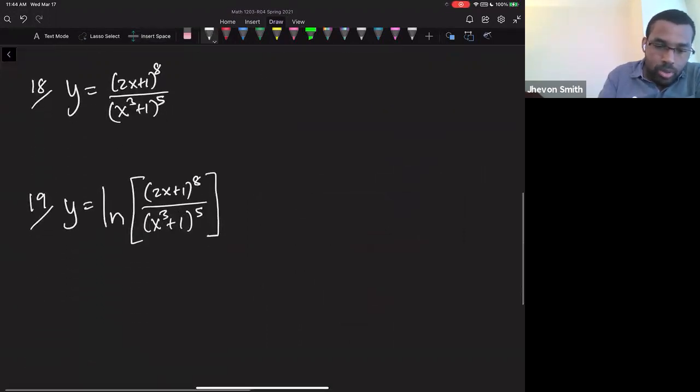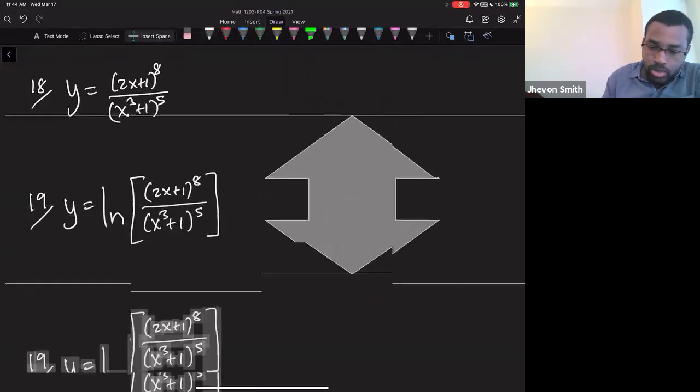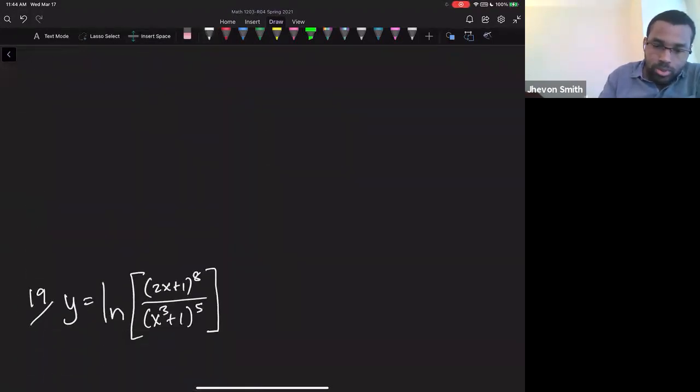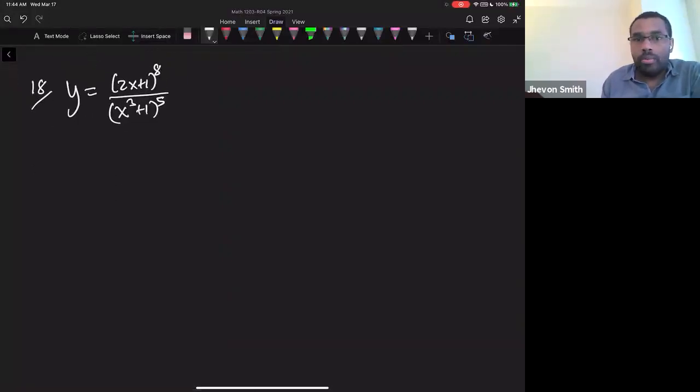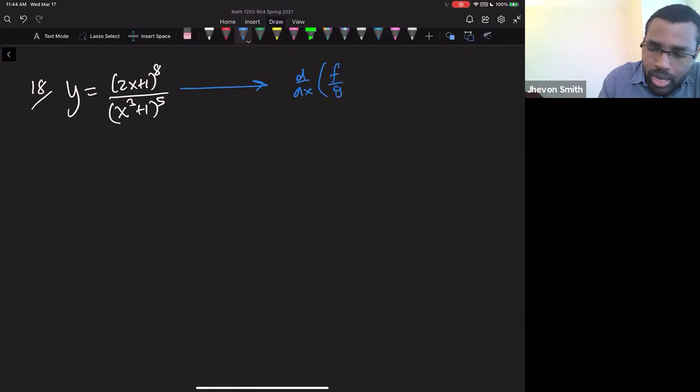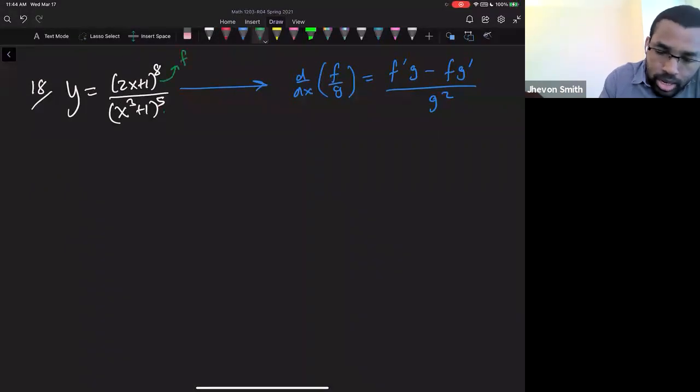Let's move on to the next example. I'm also going to want you to simplify this one as we go forward. So here, we would use the quotient rule, because it has division. So we know what that is. The derivative of f divided by g is f prime g minus f g prime over g squared, where this guy is your f and this guy is your g.